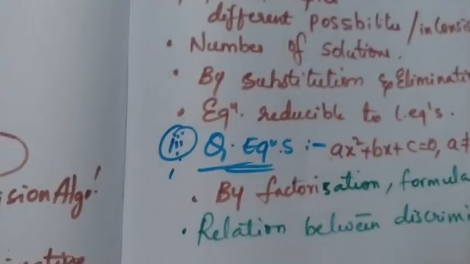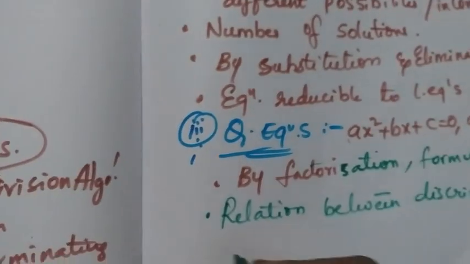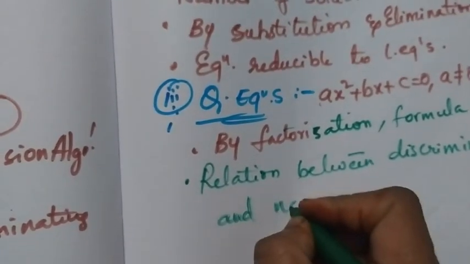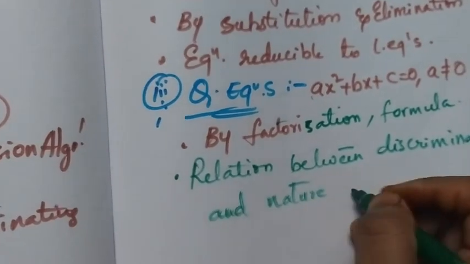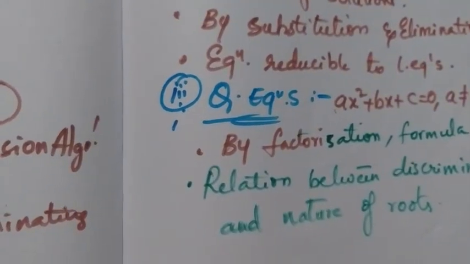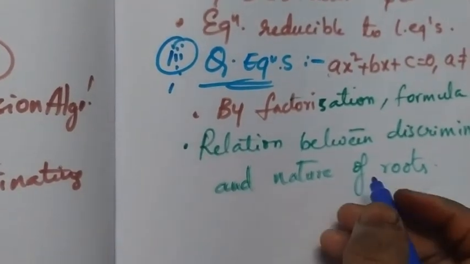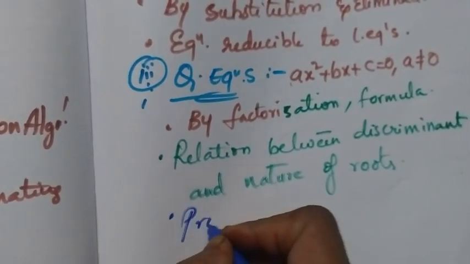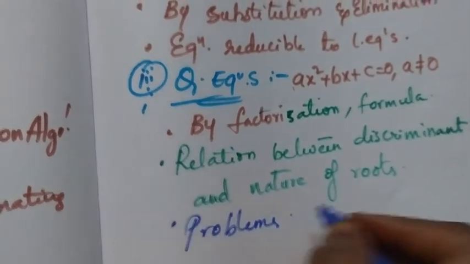What are the topics we have to cover? Discriminant and nature of roots. Okay. Now another is problems related to this. Okay, problems. Based on this we have so many problems.